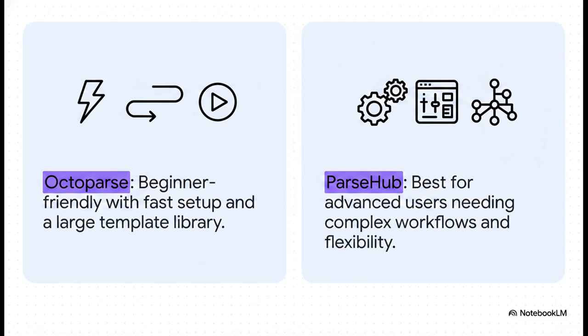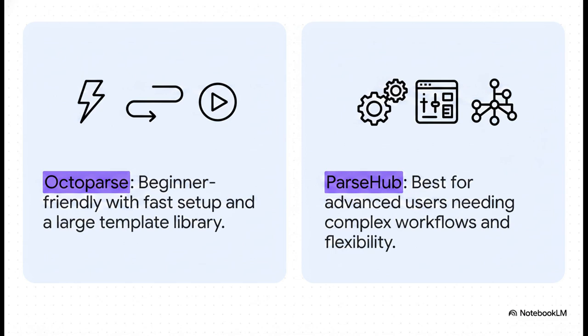On the left, we've got Octoparse. It is heavily focused on user experience. It's wildly beginner-friendly, offers incredibly fast setup times, and has this massive pre-built template library. Like if you just need to pull some pricing from Amazon today, Octoparse's templates will literally have you done in 10 minutes.